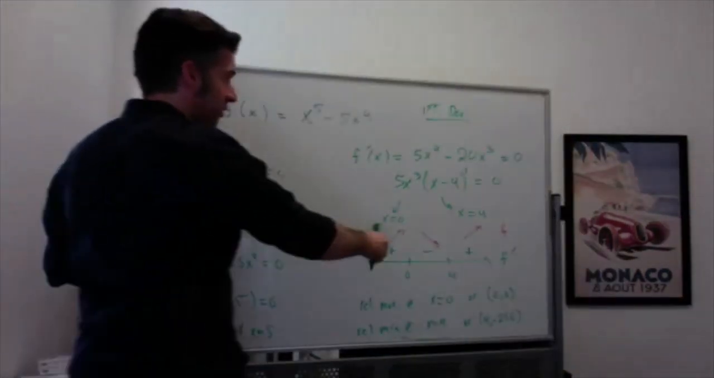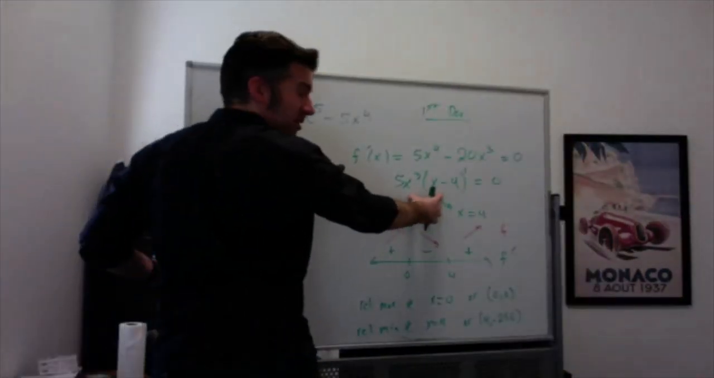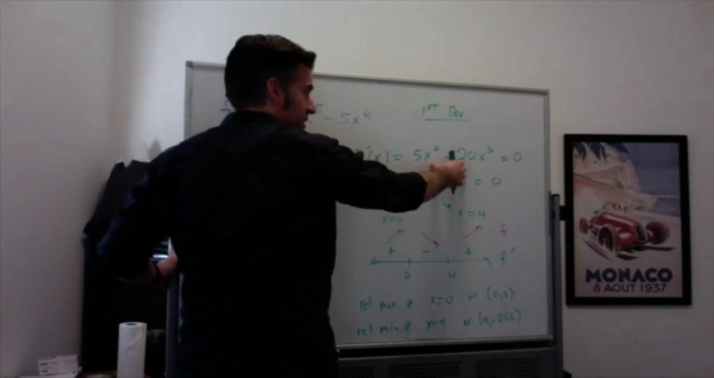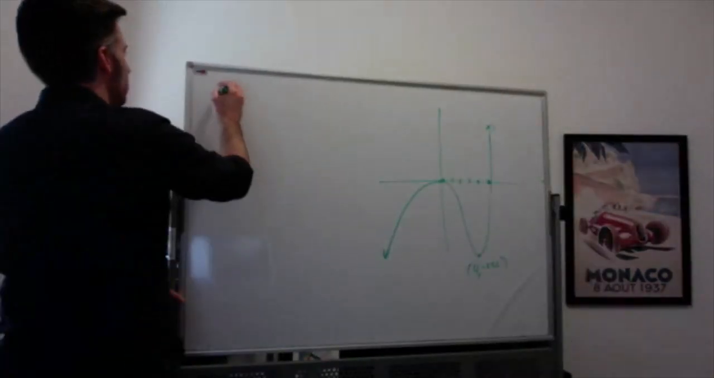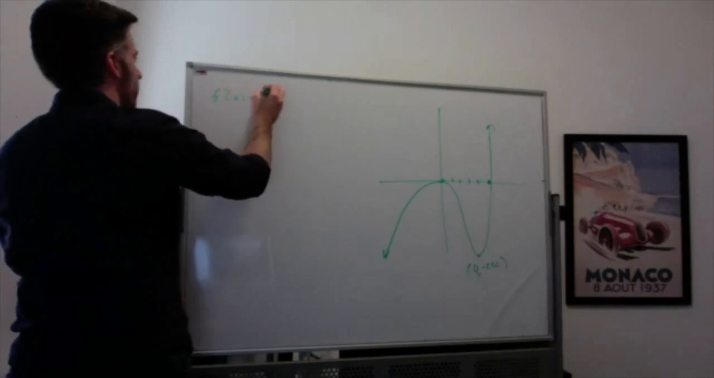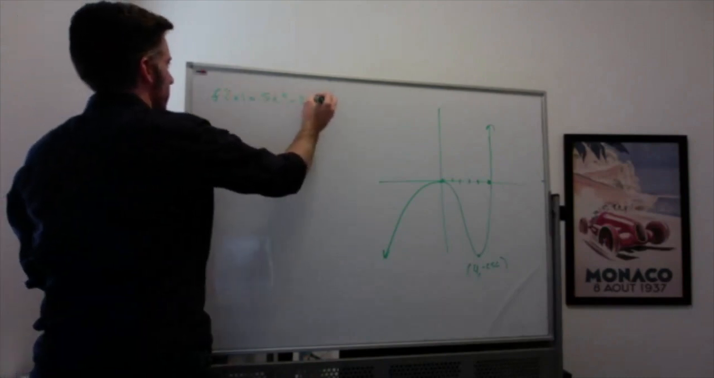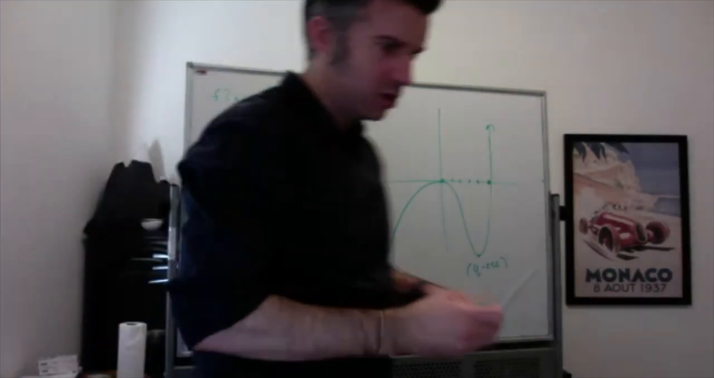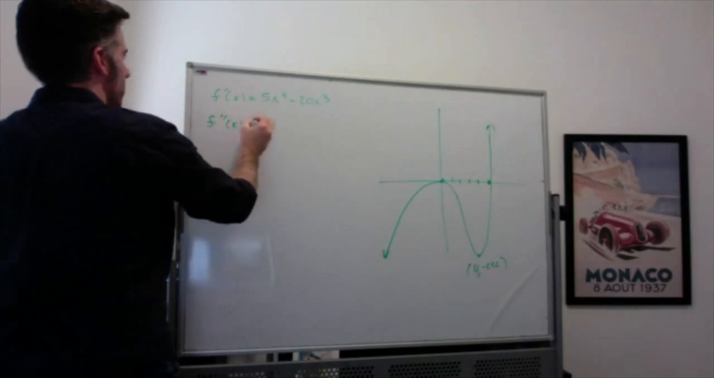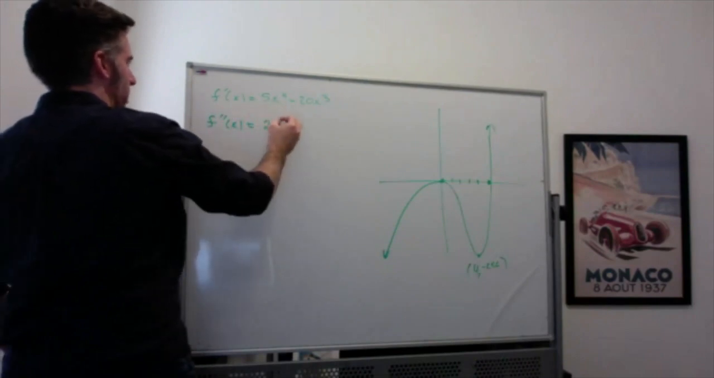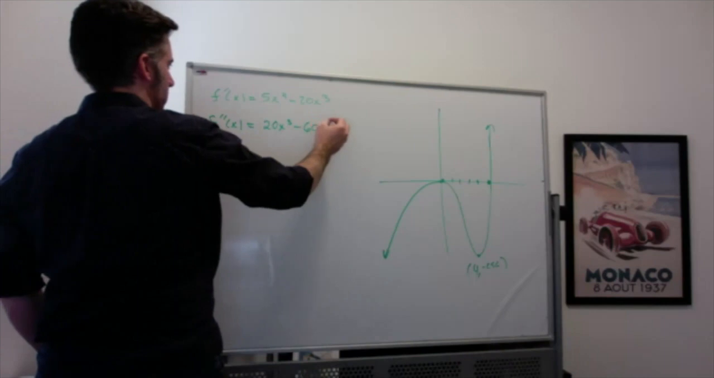So I'm going to take the second derivative. I don't want to take the derivative of this. I'd rather not use the product rule. I'm going to take the derivative of this version of it instead. So f prime is 5x to the 4th minus 20x cubed. So my second derivative here is going to be 20x cubed minus 60x squared.